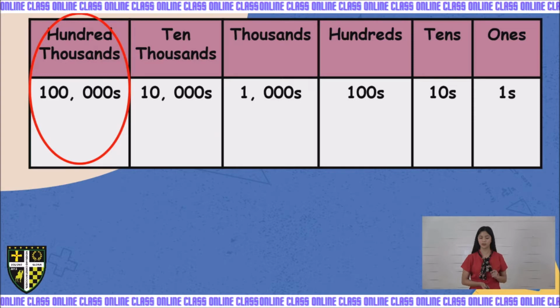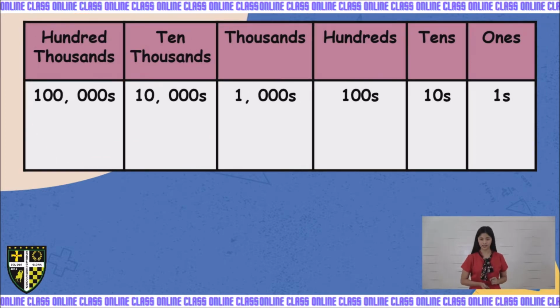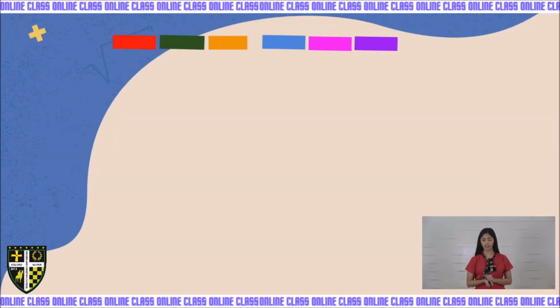So let's repeat one more time. Ones, tens, hundreds, thousands, 10,000s, and 100,000s. So for you to understand more, let's have one more example using these colorful lines.